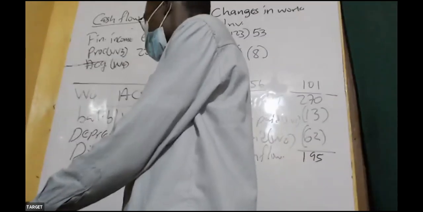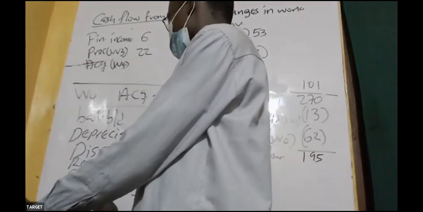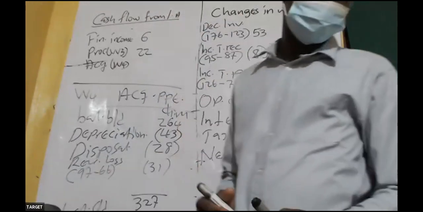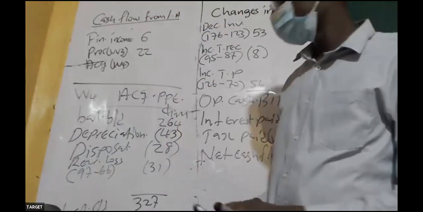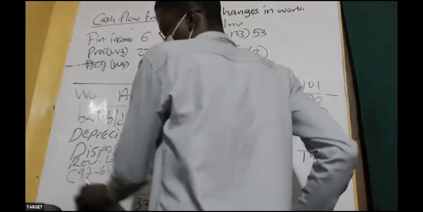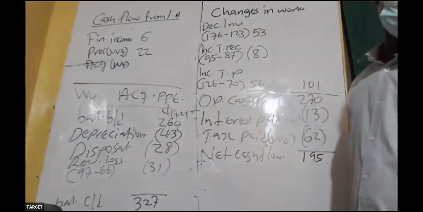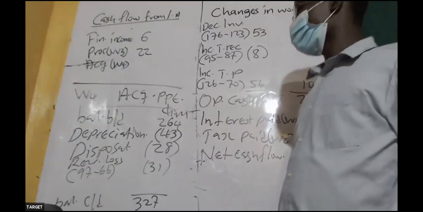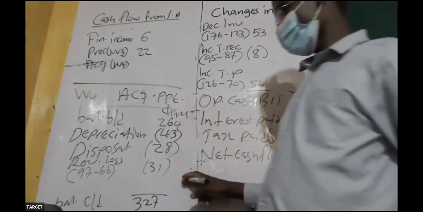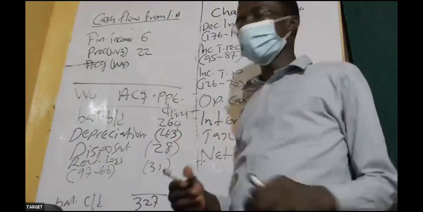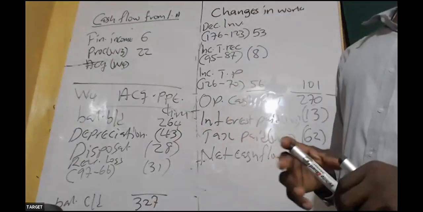So balance carry down. So that bit is not coming. So balance carry down. Then you find the difference. Add everything. Whatever you get, the difference between that one and this one is the answer.